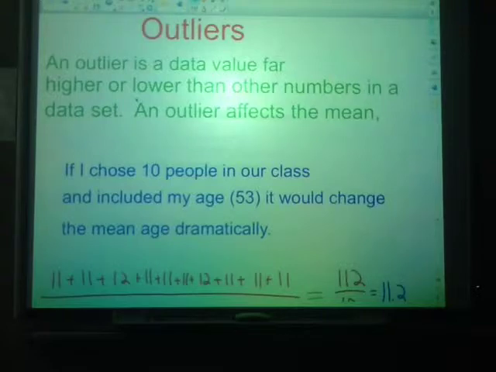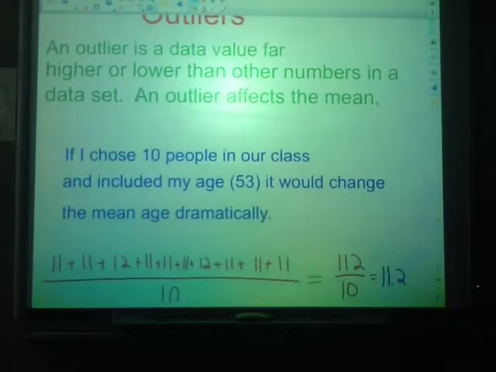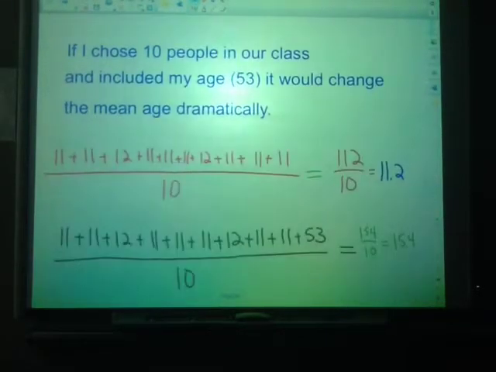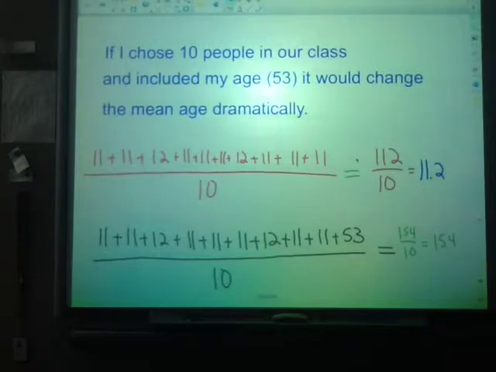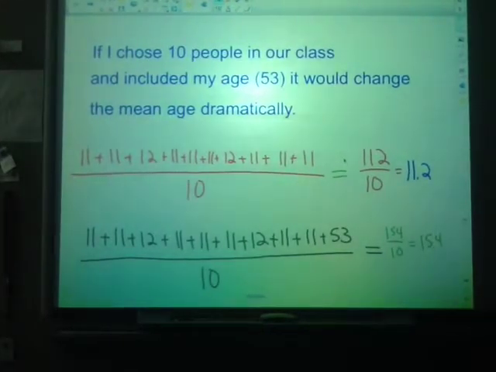Okay? For an example here, I have 10 people in our class. In red here, I have 10 students. I added their ages and I got up to 112. I divided by 10, and I get 11 and 2/10. So about 11 years and 2/10 of a year would be about 2 or 3 months, I suppose.